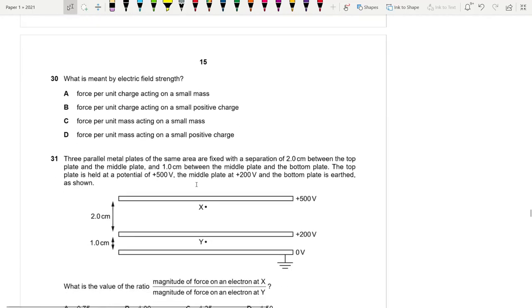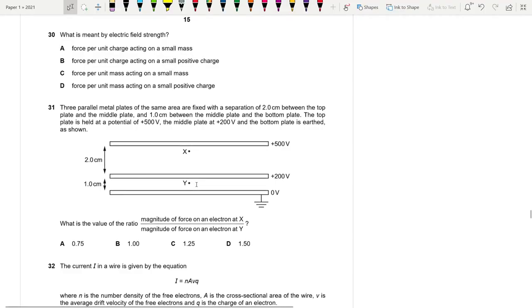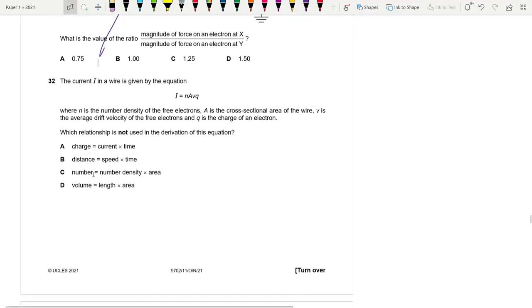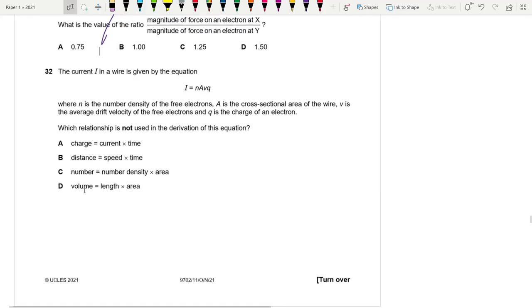Okay. What is meant by electric field strength? 30, 31, these are not in our syllabus anymore. Going to 32 directly. The current I in a wire is given by the equation I is equal to nAvQ. Which relationship is not used to derive this equation? Q is equal to It, distance equals speed into time, number is equal to number density into volume, volume is equal to length into area. Clearly we don't use C, okay?